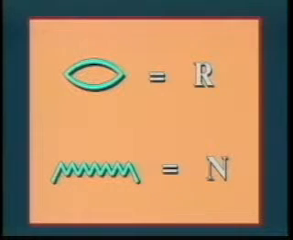For example, a mouth represented the sound R, like our letter R, while the water symbol stood for a sound like our letter N. A mouth plus water spelled a word, the word name.